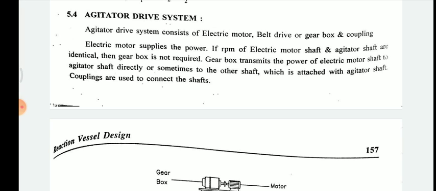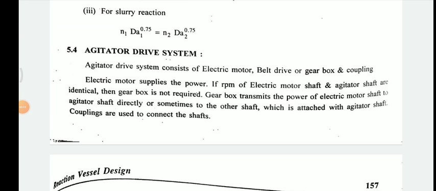The gearbox transmits the power of the electric motor shaft to the agitator shaft directly, or sometimes through another shaft. The main function of the electric motor is to drive the agitator shaft. It is directly connected with the agitator shaft, and sometimes another shaft is attached to the agitator shaft. So sometimes it is connected with another shaft.